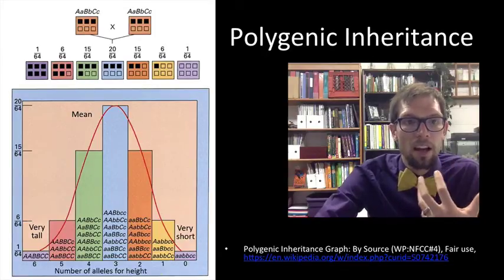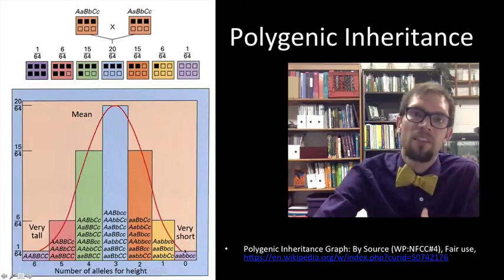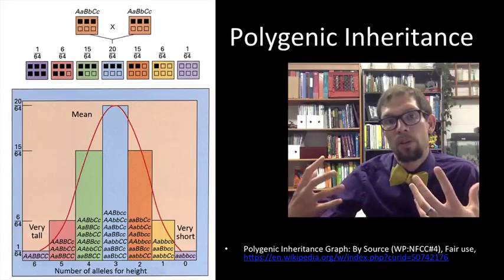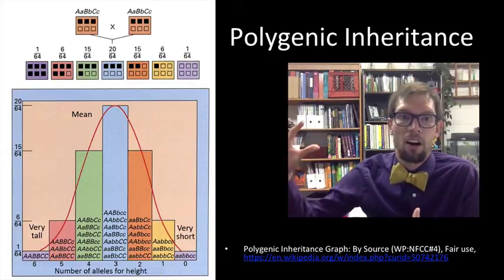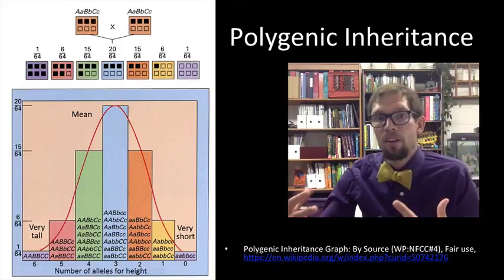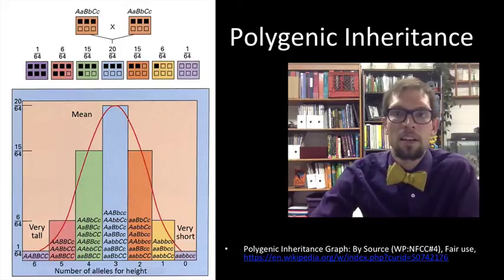So with this, you usually end up with somewhat of a bell-shaped curve, and that's what you see when you look at height in a population. There's a lot more people that are of medium height than are especially tall or especially short, and a lot more people that are of moderate weight than are especially heavy or especially light.